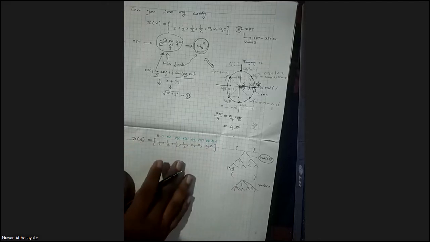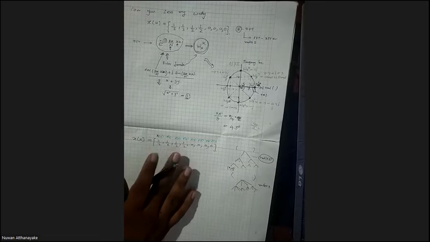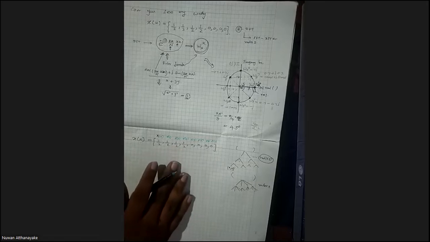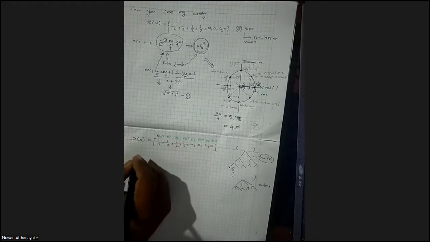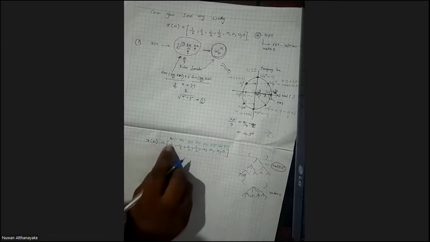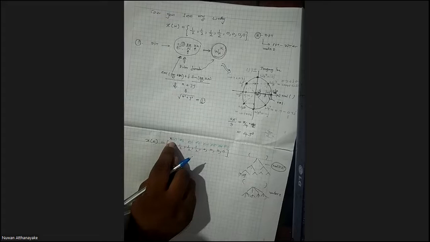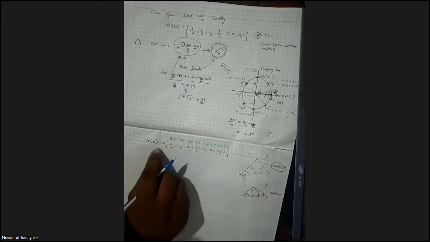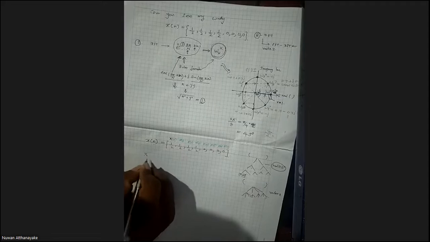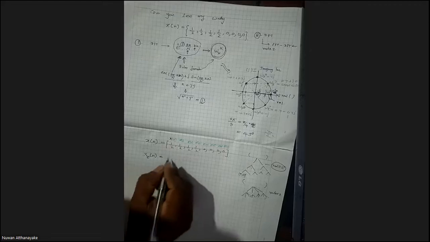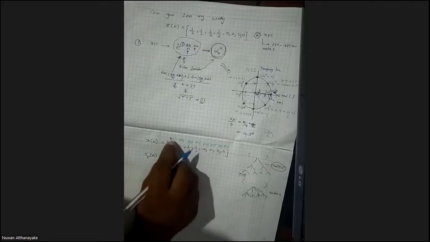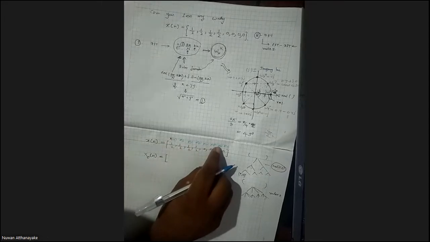Now I have to group. I have to divide this into 2 groups. What I am doing is, I will group this into odd and even values. So I get even values. What are the even values? 0, 2, 4, 6. These are the even values.